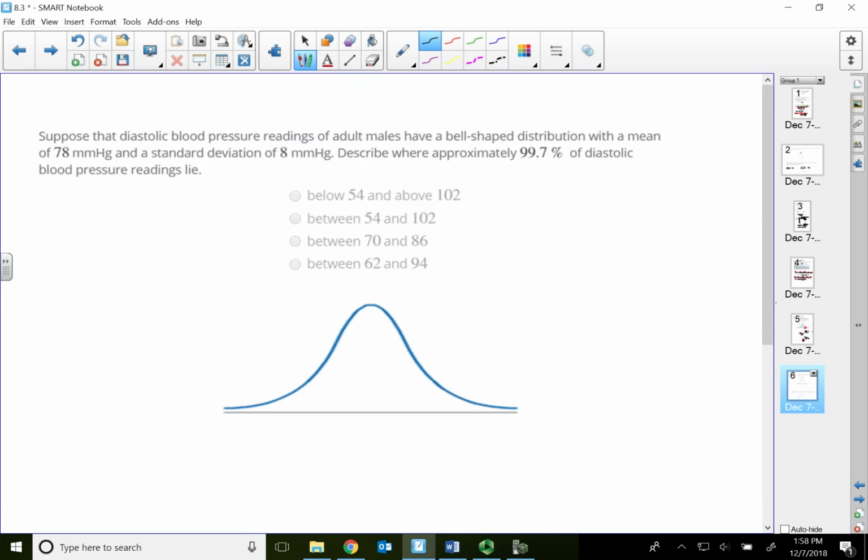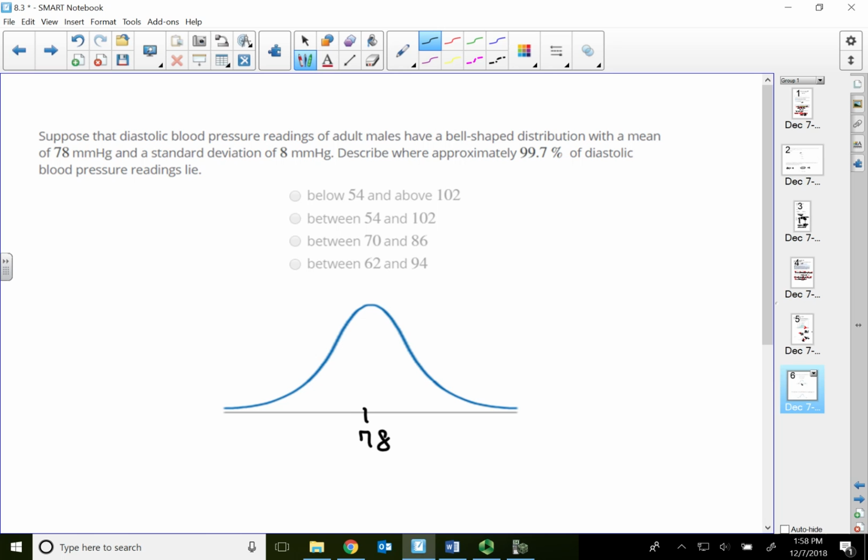All right, let's try it again, okay? Suppose the diastolic blood pressure reading of an adult male have bell-shaped distribution with a mean of 78. So right away, 78 is right here in the middle. And a standard deviation of 8. Describe approximately where the 99.7% is located.